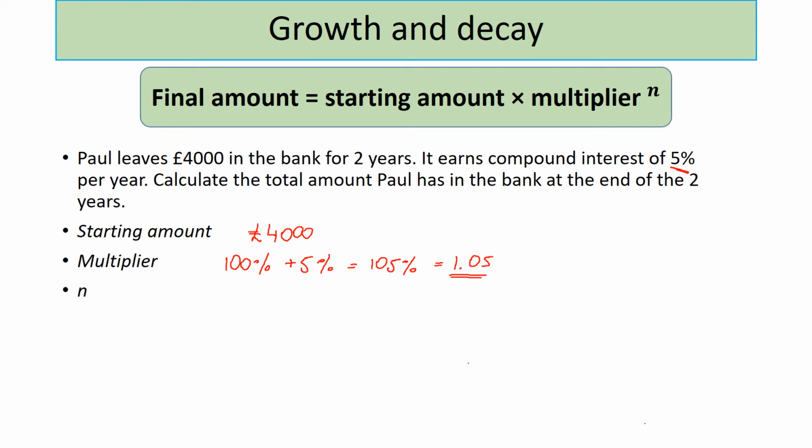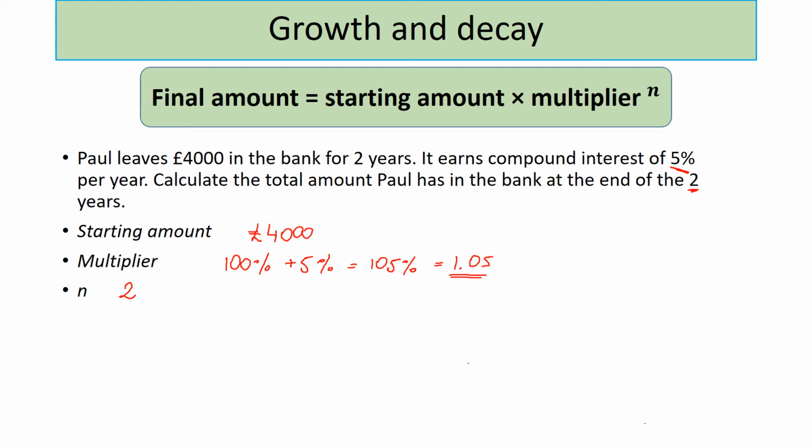And the final thing that we need to work out is what n is. Well, n is the number of times the change happens. Now, the money has been put into this account for 2 years. So that means that the change will happen twice. So n is 2. Now, I've got all the information, and I can just put it into the formula.